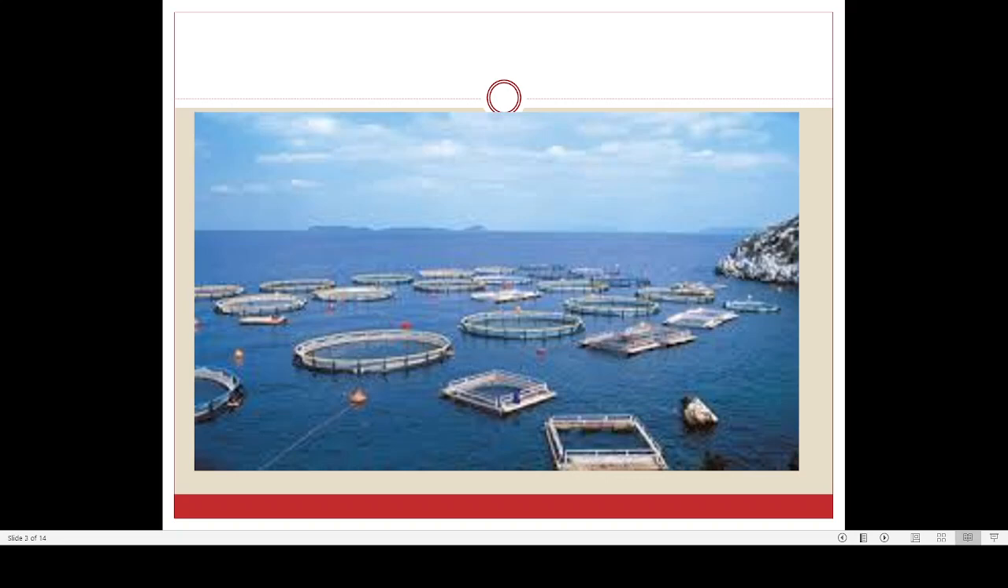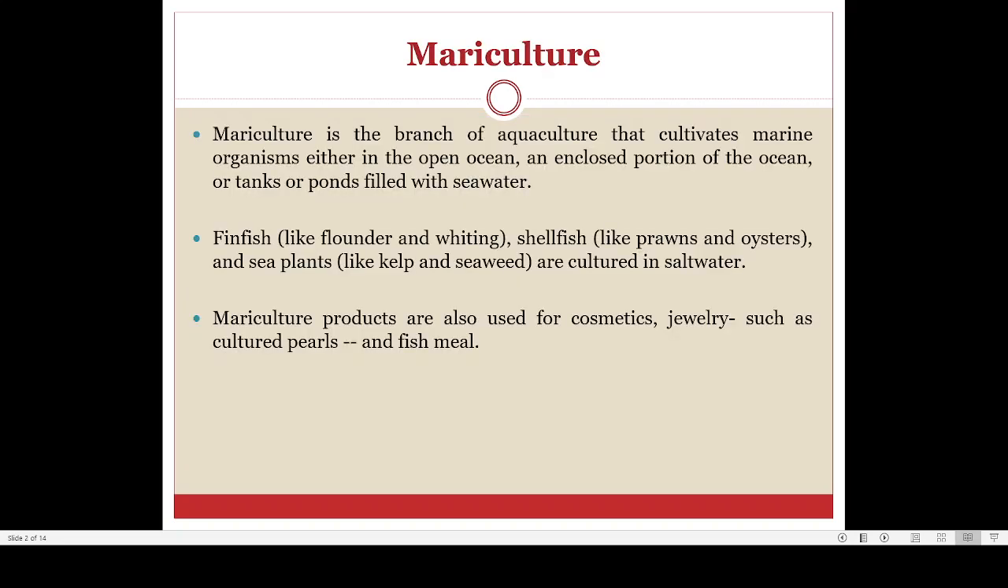So here there is no such thing. We are using the natural sea water. The sea water will be constantly moving, so that always new sea water will be present inside the cage. So that is one of the advantages of mariculture. We are either cultivating in a certain enclosed portion of the ocean, or we are using some kind of tank or cages filled with the sea water.